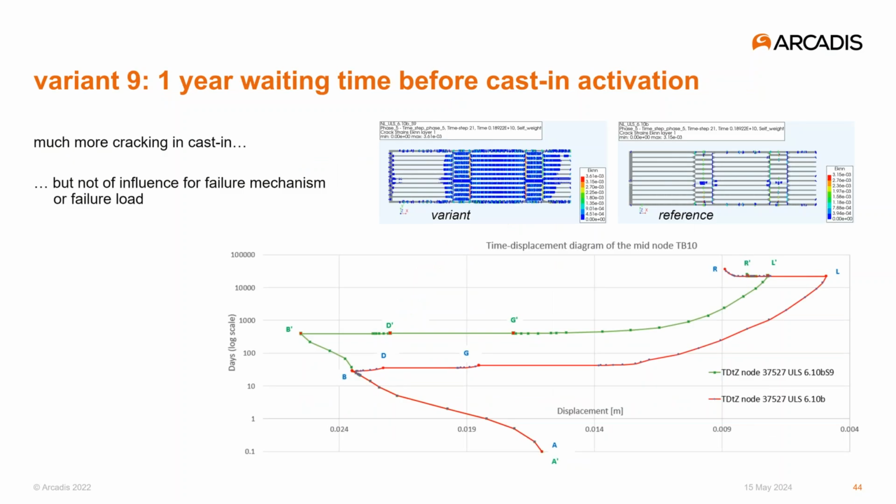When we added a waiting time of 1 year before activating the cast-in concrete, we found much more cracking in the cast-ins. So the reference shown here, hardly any cracks in the cast-in concrete, and the variation 9 with a huge amount of cracks in these cast-ins. This is logical because now the cast-in starts to shrink when all other concrete parts had already had almost their full shrinkage. The cast-in shrinkage was fully restrained now and resulted in severe cracking. Having said that, the behavior up to twice the ultimate limit state load was similar to that of the reference calculation.